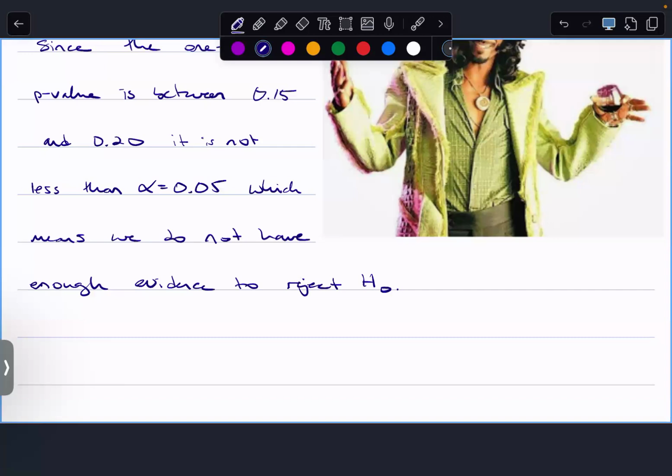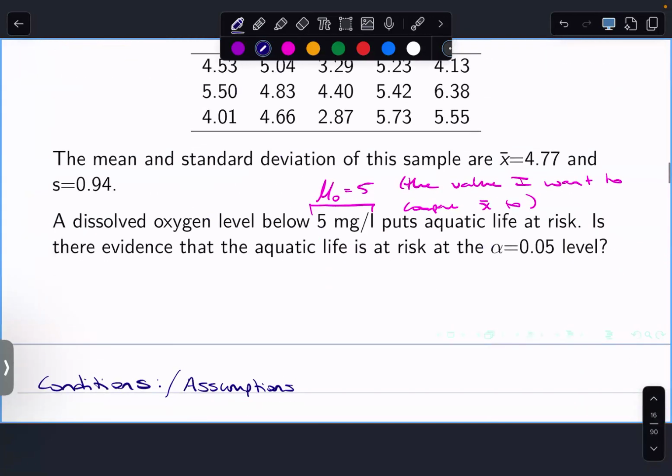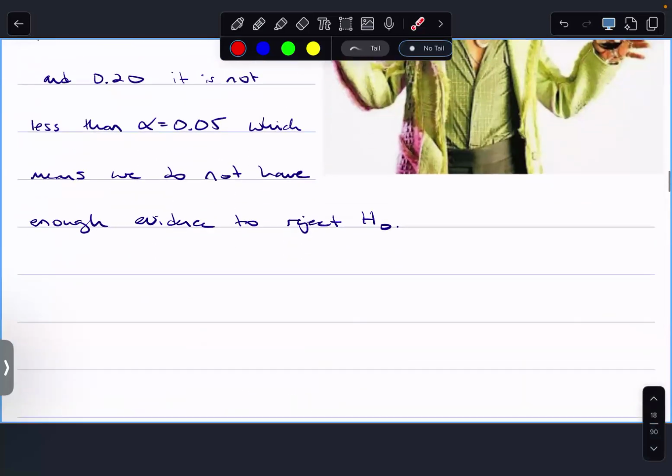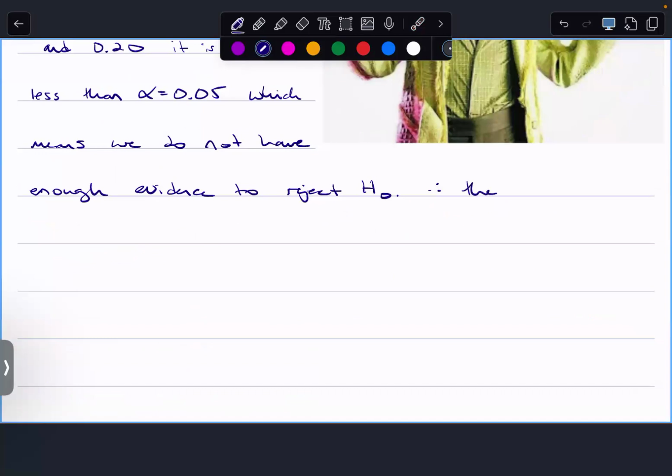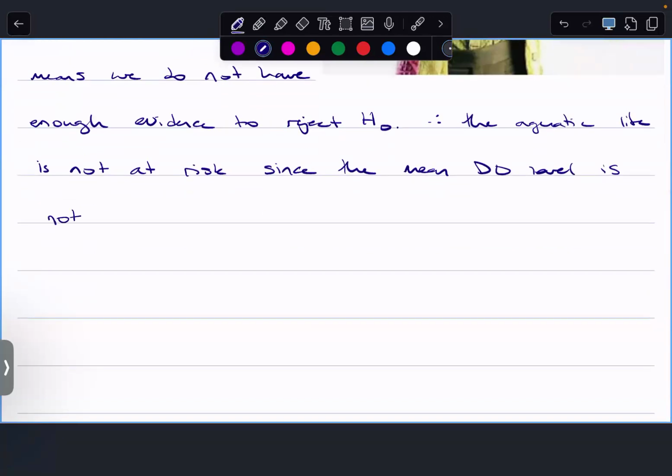What does that mean? That means that the mean dissolved oxygen level, let's go back to the question, because at this point, we just reword the question as an answer. Is there evidence that the aquatic life is at risk? No, it is not, right? Because the dissolved oxygen level is not significantly less than 5. Therefore, the aquatic life is not at risk since the mean dissolved oxygen level is not significantly less than 5 milligrams per liter.